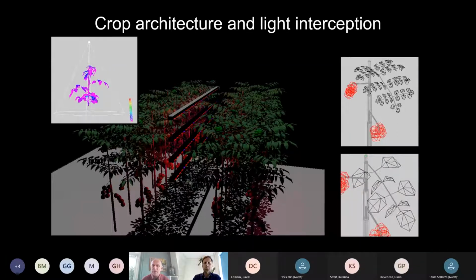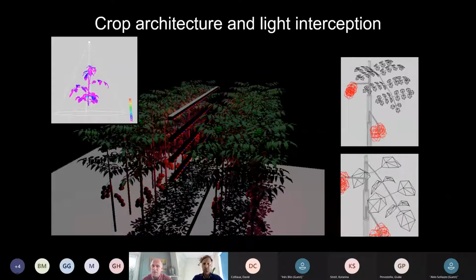I don't know if you ever visited a tomato greenhouse, but the plants get very tall. And there is now in Holland a lot of things to do about LED lighting within the crop or on the top of the crop. And you can easily model in 3D the structure of the plant, the rays casted by the LEDs. And you can see to the right two types of plants, two genotypes with different leaf patterns. And that, of course, affects the light interception and the growth of the plant.